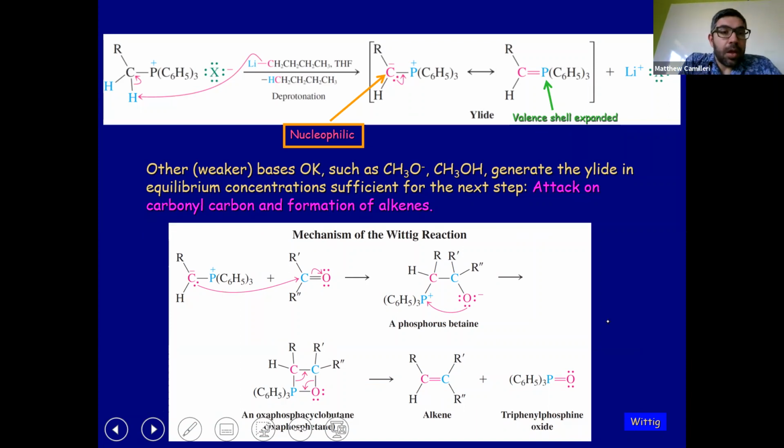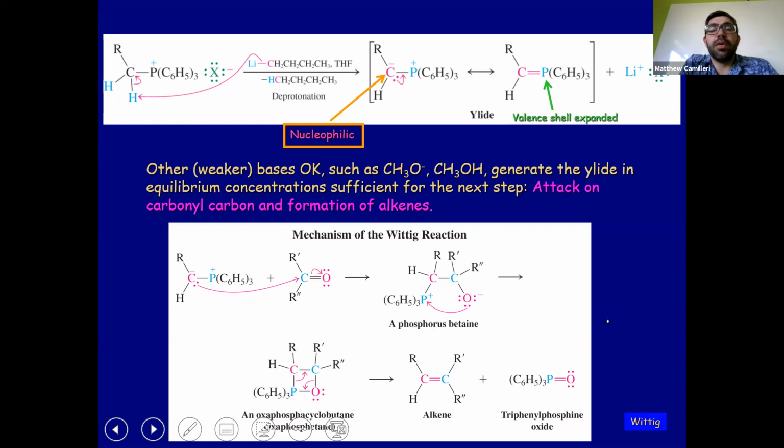So, you need a strong base to deprotonate the carbon. Okay? And this deprotonated carbon will then attack the carbonyl as a nucleophile. Okay? Opening up the carbonyl and forming a carbon-carbon bond. I think I said, if I'm not mistaken, apologies if I did, preparation of carbonyls. This is preparation of alkenes. Okay? But it's a very useful reaction.